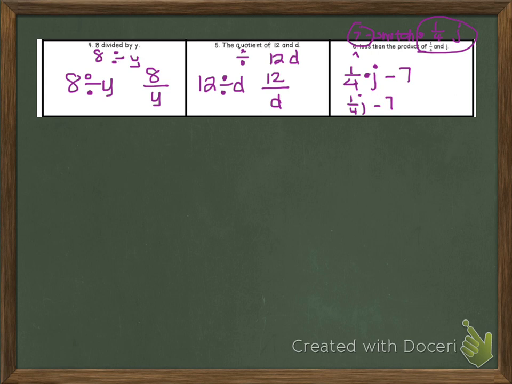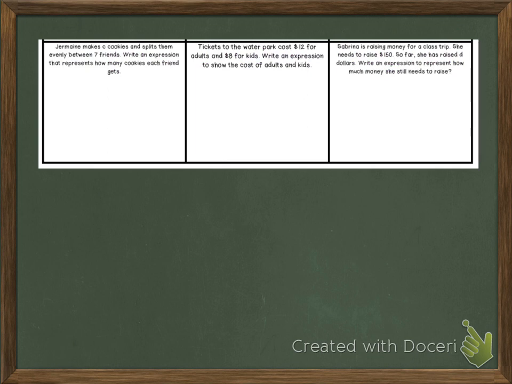Okay, so like I said, all of this was a review. So I hope that this just kind of solidifies how we write. And then here we're going to move to something a little bit more. So here it says Jermaine makes C cookies. So there's our variable right now. We don't know how many cookies. And so remember, a variable represents the unknown. Sorry, I'm trying to find a highlighter color.